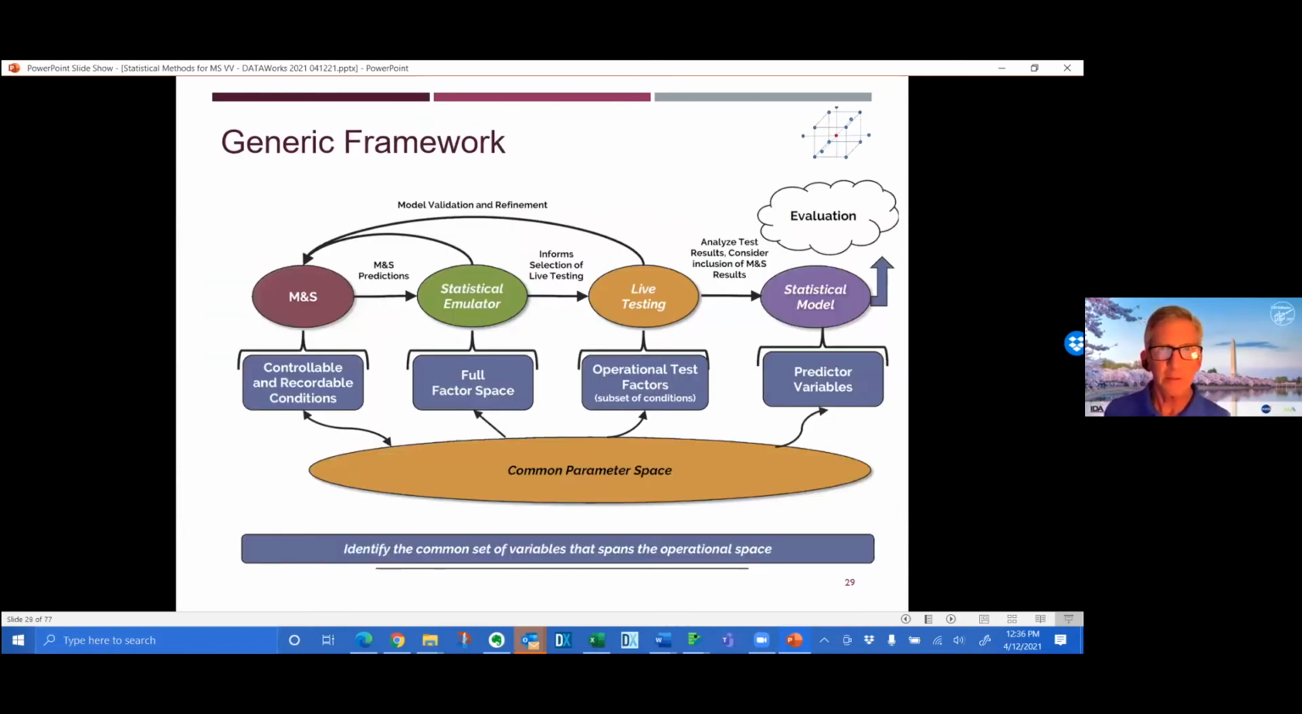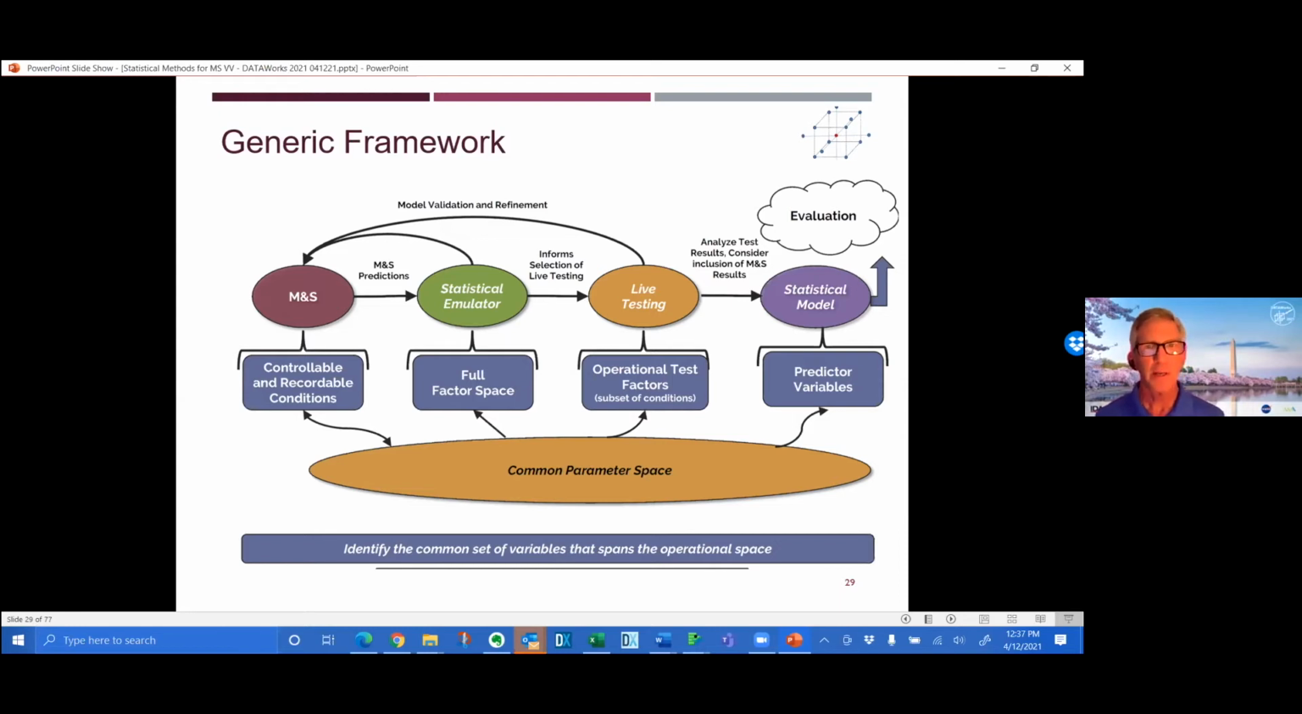Another way to think of this framework, and thanks to IDA, Kelly especially, and Laura Freeman for thinking through this, coming up with their handbook on M&S. It's the number one reference that we would recommend for stat methods for M&S V&V. But bottom line here is, if we think about the M&S generating ultimately a statistical emulator, a statistical mathematical model from the M&S after you've interrogated the M&S, we can then compare that to the live testing. And out of live testing, we're getting a statistical model for evaluation.